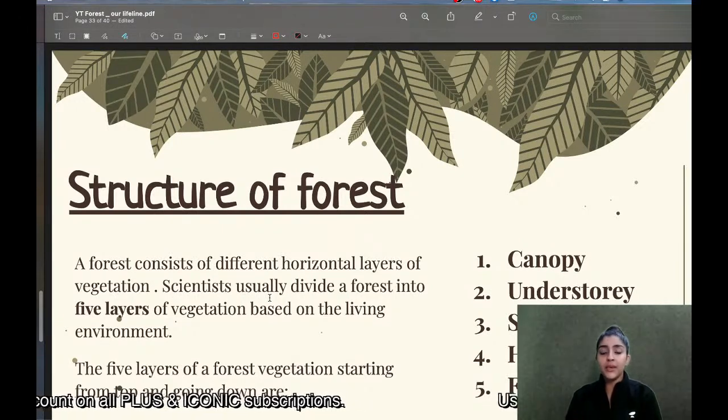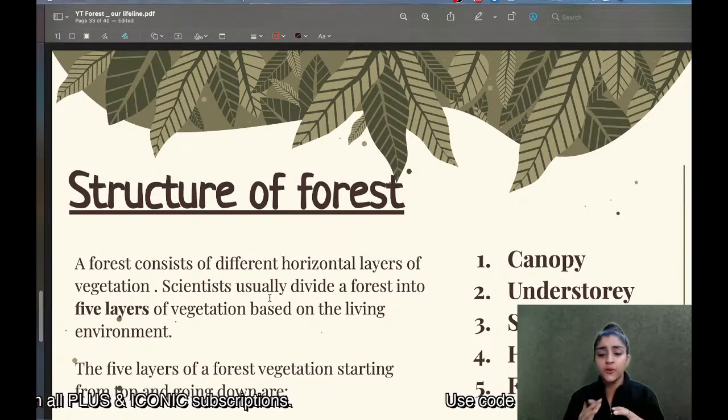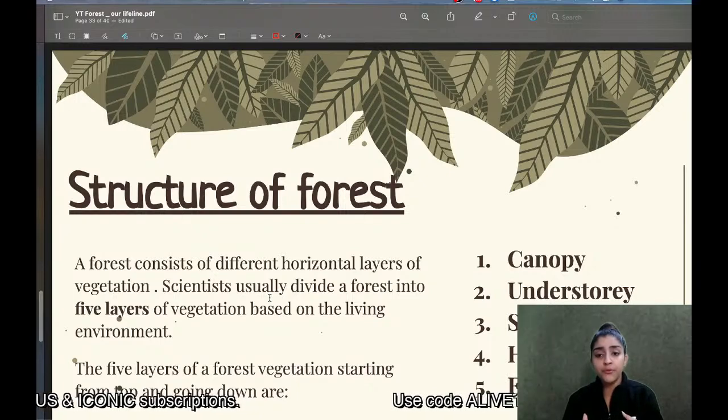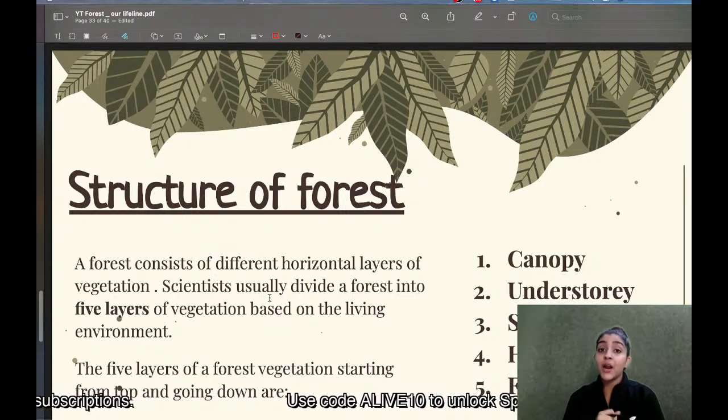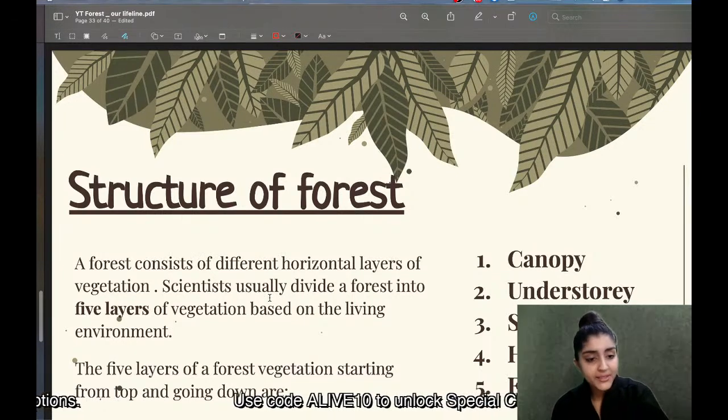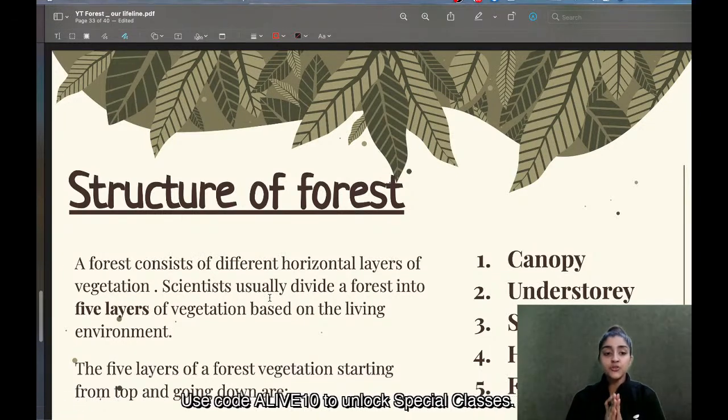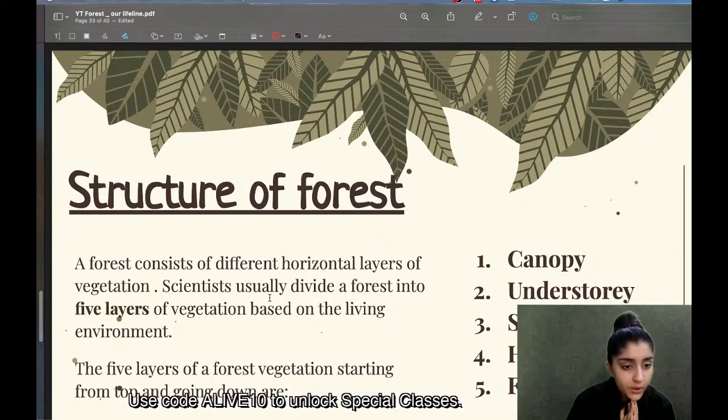Because now I will be very quickly explaining the 5 layers of the forest, because in the interest of time we need to start with the Menti quiz as well. All right. So the structure of the forest that you people can know.